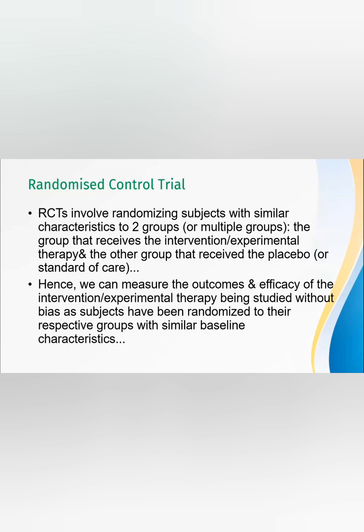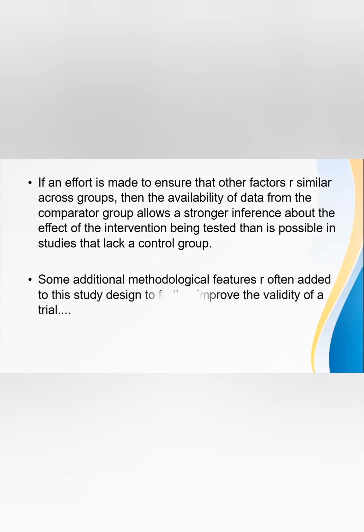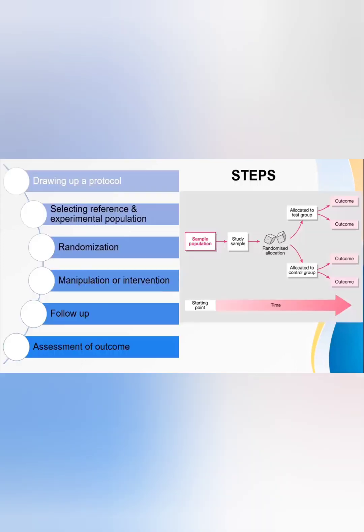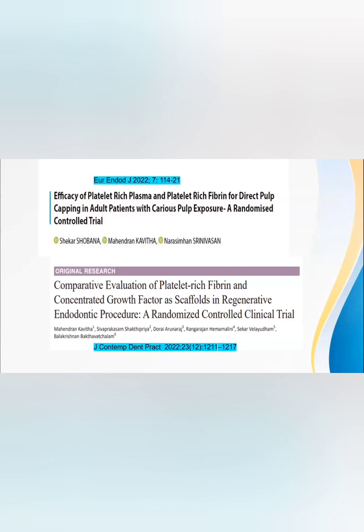different therapies or interventions. Some additional methodological features are often added to this study design to further improve the validity of a trial. These include allocation concealment, blinding, intention to treat analysis, measurement of compliance, minimizing the dropouts, and ensuring appropriate sample size. These are all the steps in carrying out the randomized control trial. These are some examples of randomized controlled trials published in European Endodontic Journal.